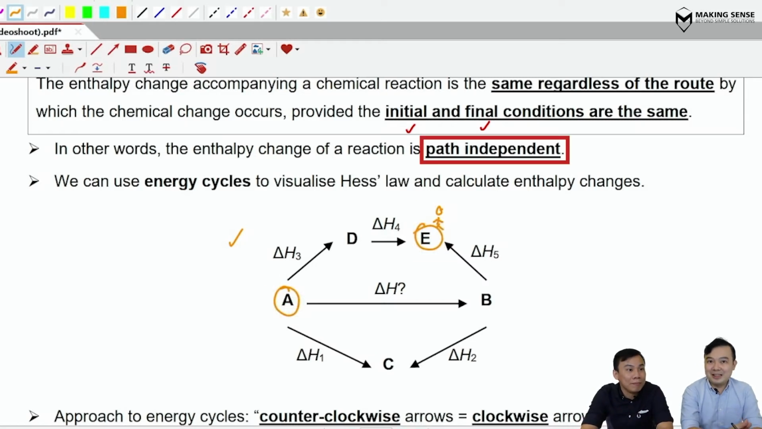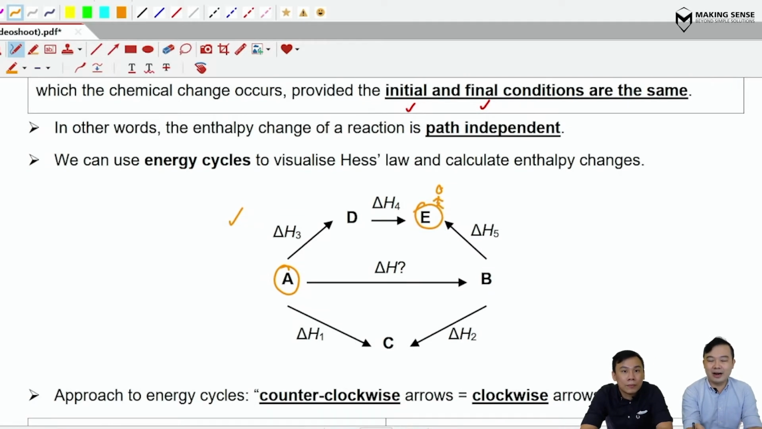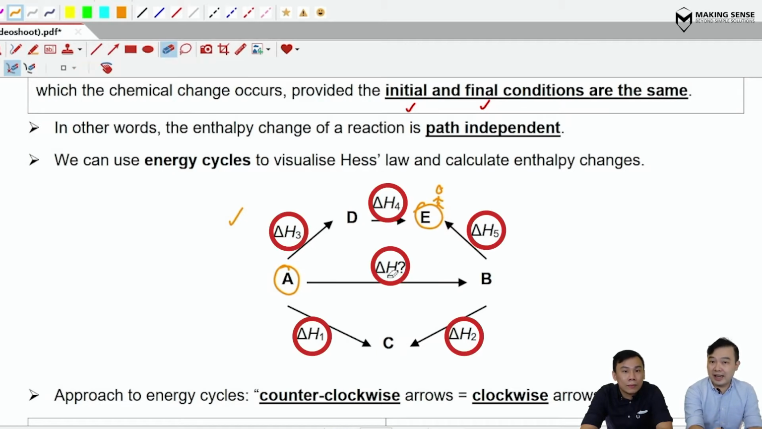This is what we call path independent, right? Whether you go by the top route or the bottom route, as long as you hit the same location, you should be fine. Now let's take a look at a more technical aspect. In the context of an energy cycle, one of the important things is to learn how to connect all these enthalpy changes together.